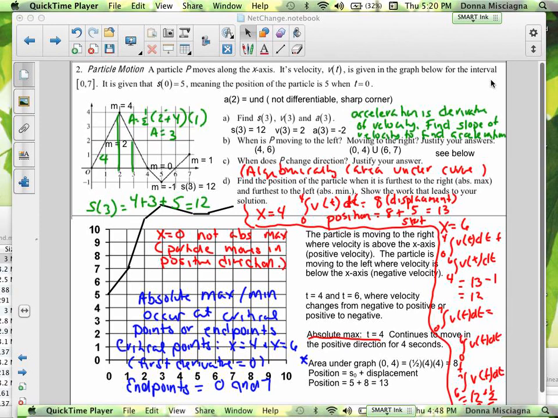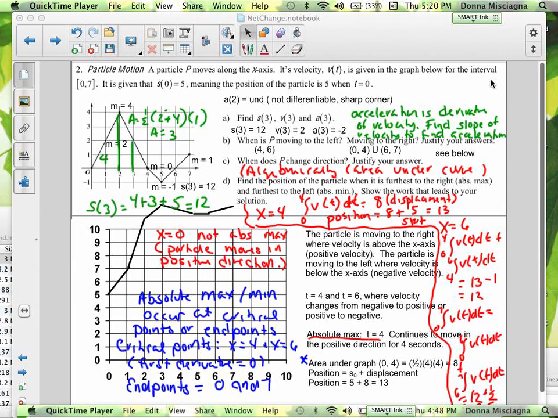A particle P moves along the x-axis. Its velocity, v of t, is given in the graph below for the interval 0 to 7. Sorry, the box that says screen recording is blocking me a little bit. It's given that s of 0 is 5. So we have an initial position, right? It means that the particle is at 5 when t equals 0.